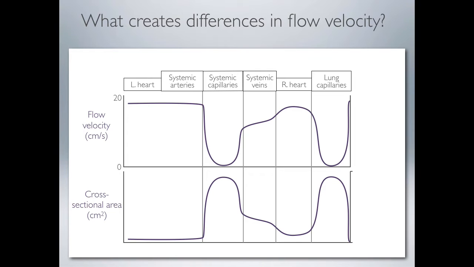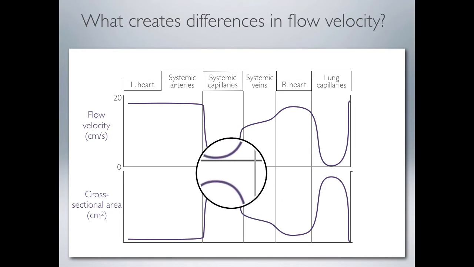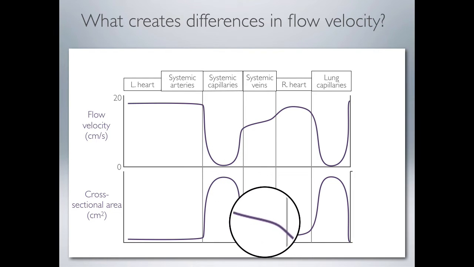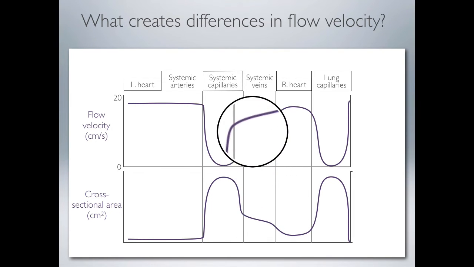So just because you're creating a very large cross-section, they slow down, and that allows for exchange. Then as the blood gets collected up again in the veins, where you have a reduction in the total cross-sectional area, that causes the blood to speed up.